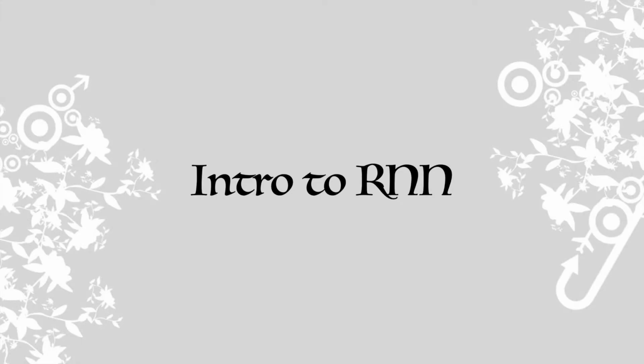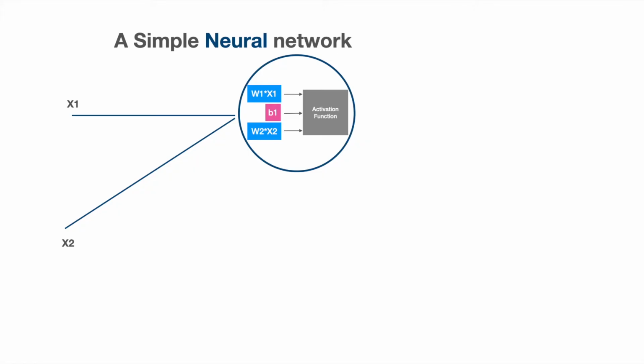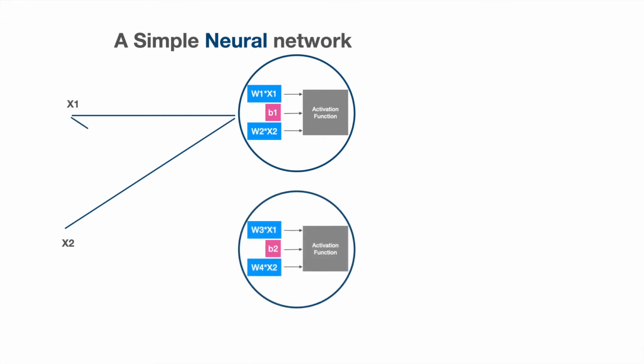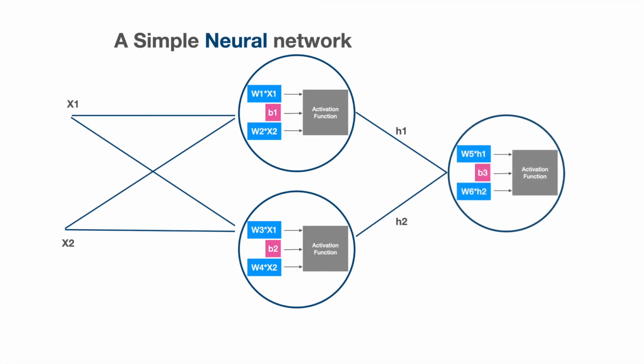Intro to RNNs. We have also seen simple neural architecture in the previous tutorial. If you observe this, there is a simple neuron which would take two inputs, multiplies that with two weights, adds a bias, and then finally passes through an activation function to produce an output. This neuron is then extended to create a simple architecture that would produce the output.